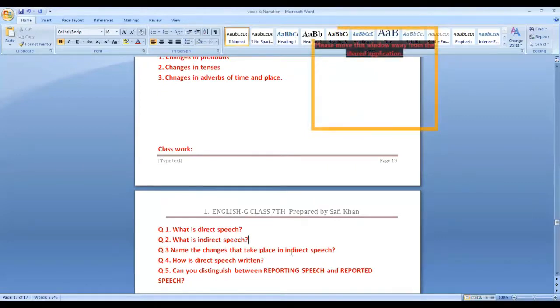Name the changes that take place in indirect speech. I'm sure now you should be able to answer that question. How is direct speech written? We have just studied it. I hope you are able to answer that question. Can you distinguish between reporting speech and reported speech? We have just studied reporting speech and reported speech. If you are able to answer all those questions, then be happy that you are on the right track.